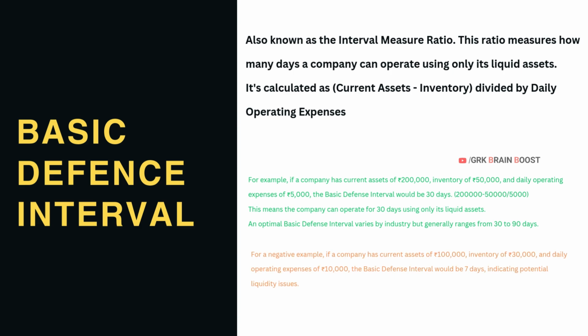For a negative example, if a company has current assets of rupees 1 lakh, inventory of rupees 30,000 and daily operating expenses of rupees 10,000, the basic defense interval would be 7 days, indicating potential liquidity issues.